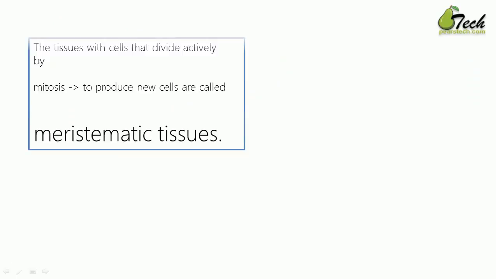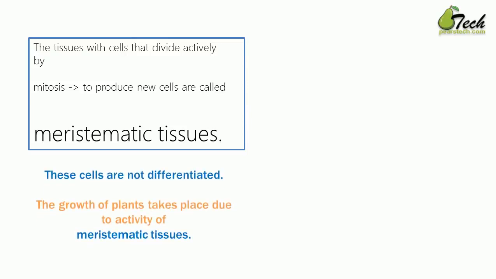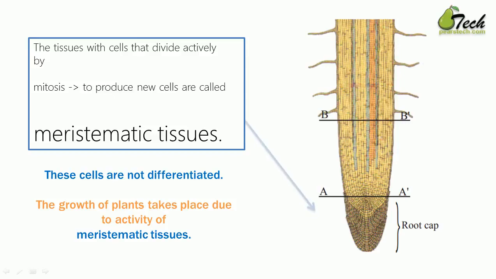Let's move ahead. What kind of function do these meristematic tissues perform? These tissues are in charge of the growing of plants. They are tissues with cells that divide actively by mitosis to produce new cells. So this is the place where new cells are produced. The growth of the plant takes place due to the activity of meristematic tissues. So in this region the growth of the plant takes place due to these meristematic tissues.